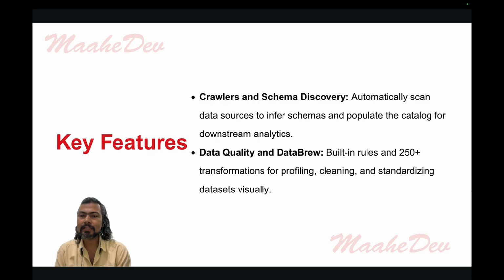We can use the crawlers and schema discovery. Schema is where we have the structured data. From non-structured or semi-structured data, we are coming to structured data, and structured data is where the main information lies. The data quality can be improved with different rules.